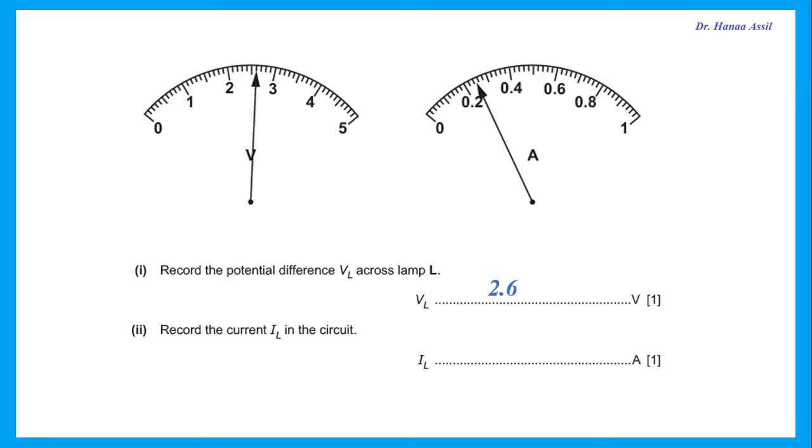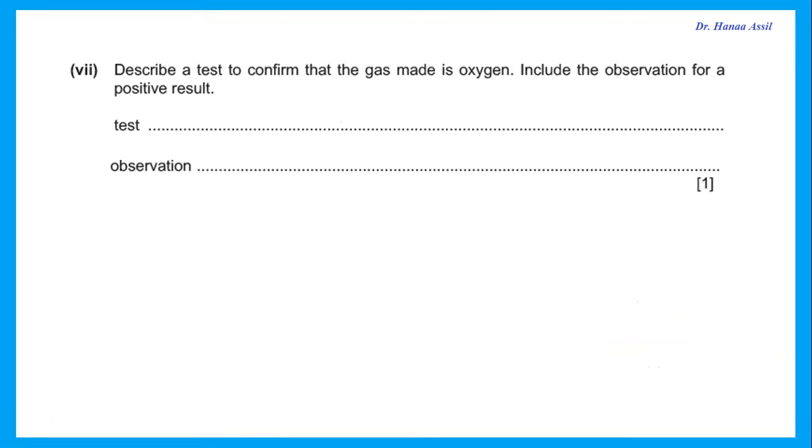What about the ammeter? The ammeter is going 0, 0.2, 0.4, 0.6, 0.8. So that arrow is pointing to where? That is actually 0.25. This is in the middle between 0.2 and 0.3.